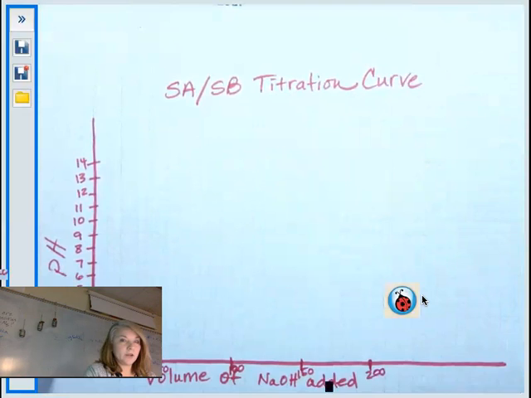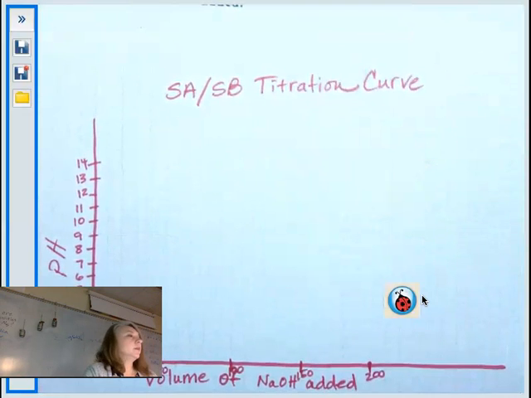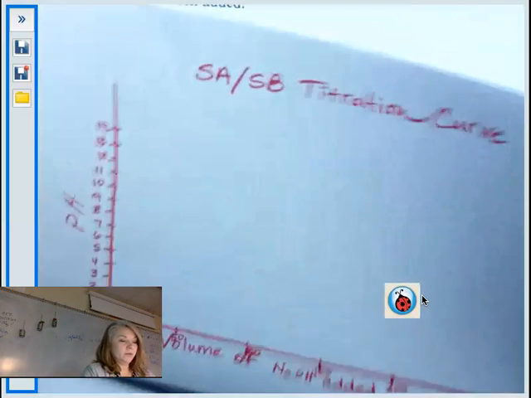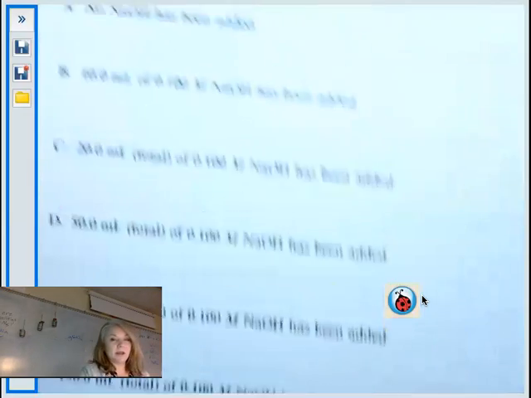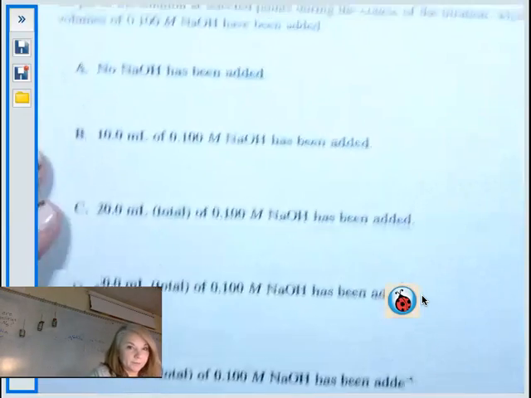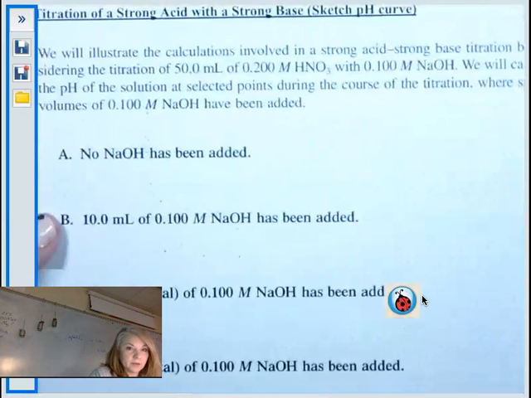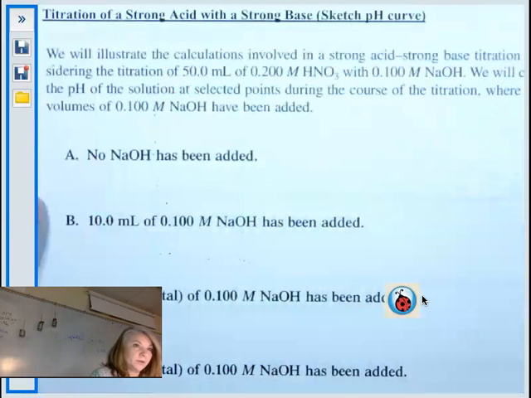Okay, when you get your scale made and your title put on there, set that over to the side because we've got to start doing some work. Okay, we've got to get some numbers on here. So what do we do?